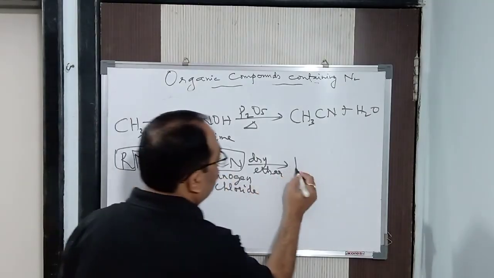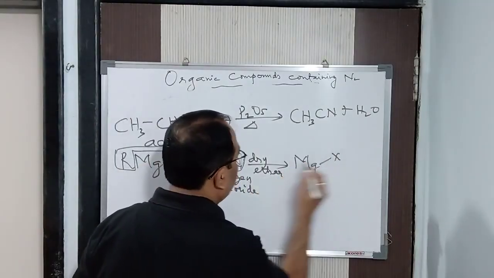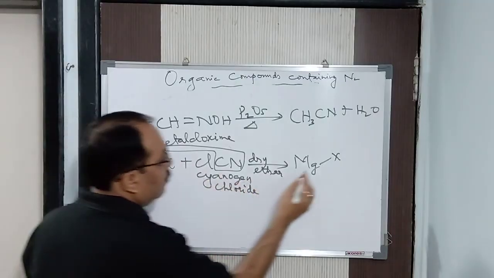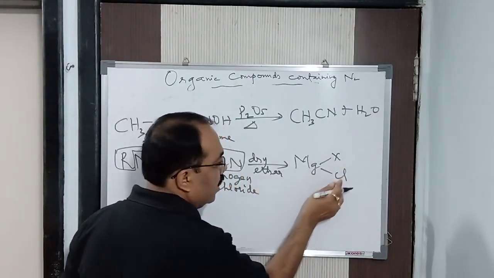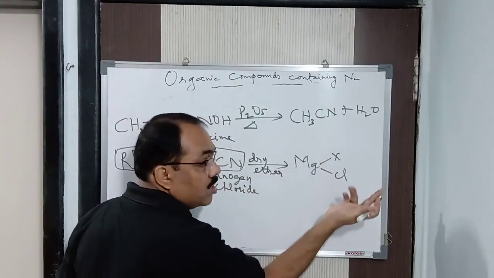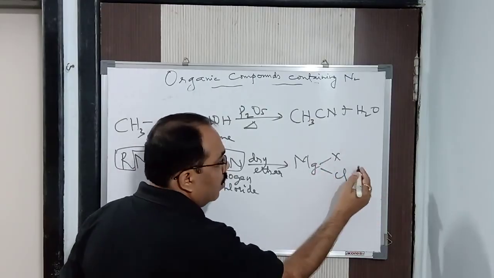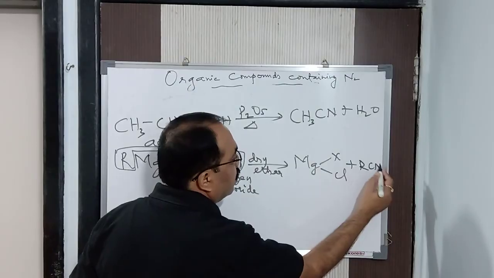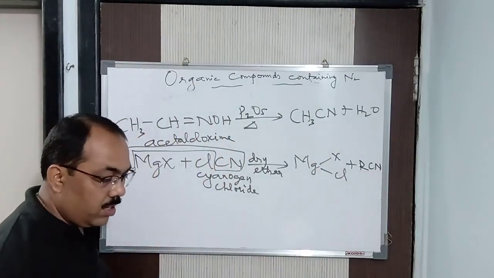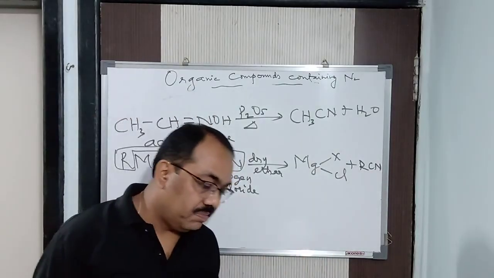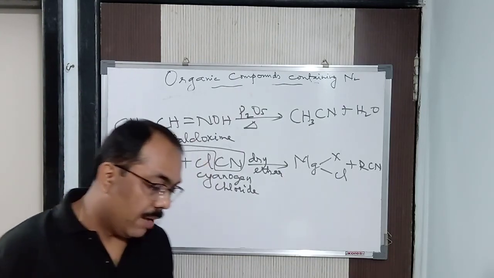And hence, what is the other product? One bond with X is already there, MgX, another bond will be with Cl. Because this is a halogen, this is another halogen. Maybe two same halogens also. This also can be Cl. So you will be getting MgCl2 plus RCN. This is the product I want, that is RCN. Alright, we can also prepare from amines.